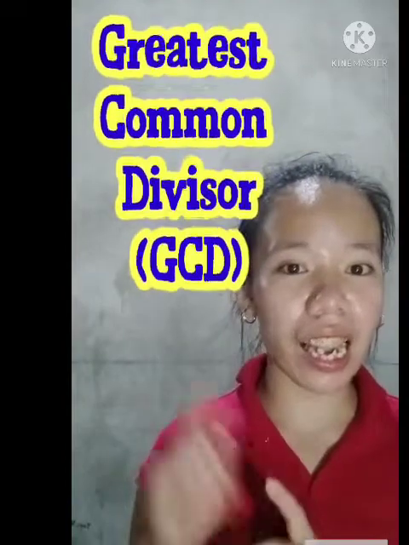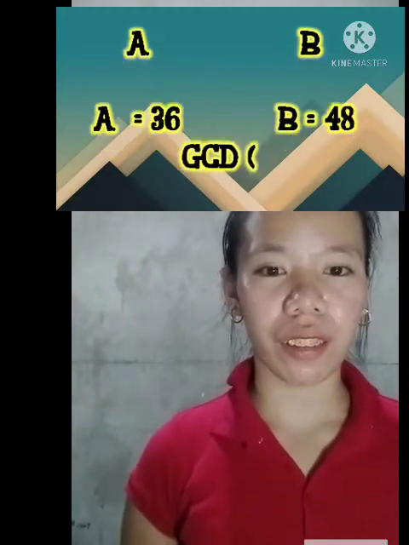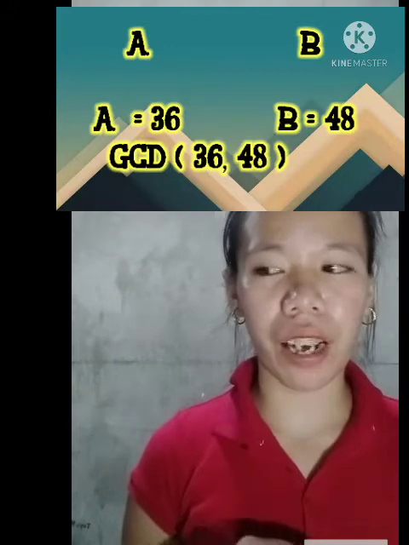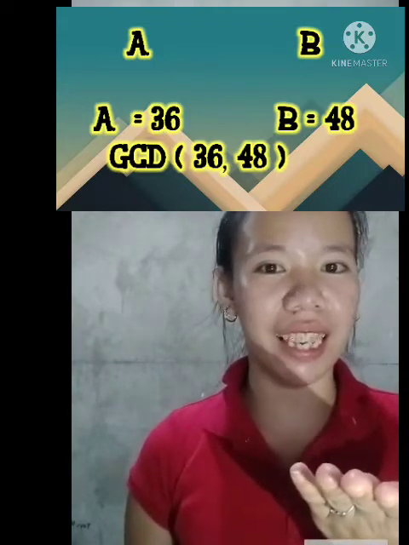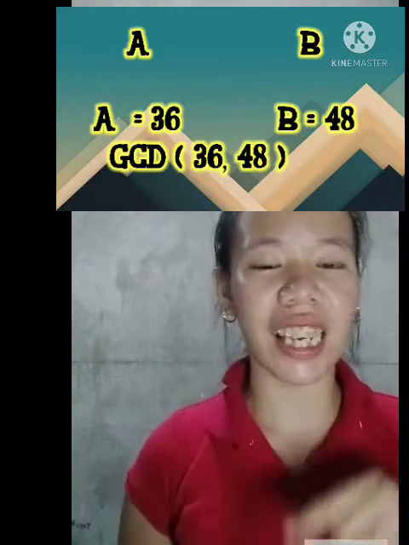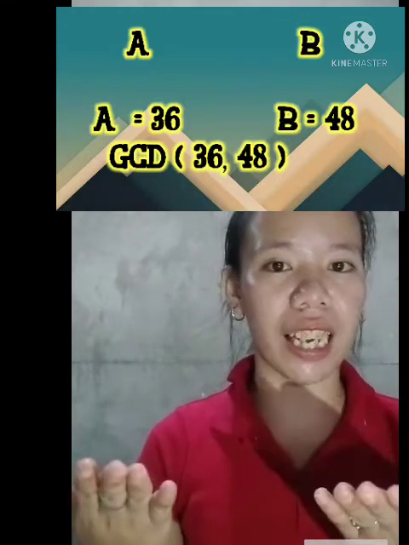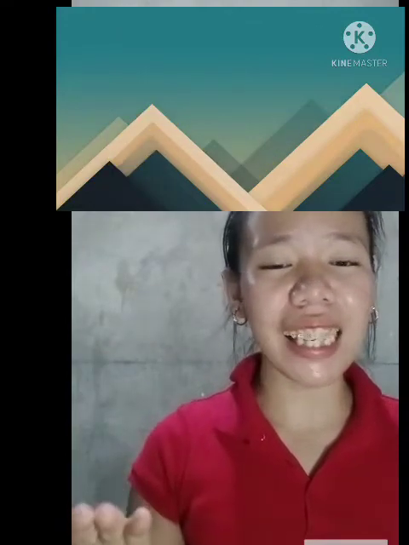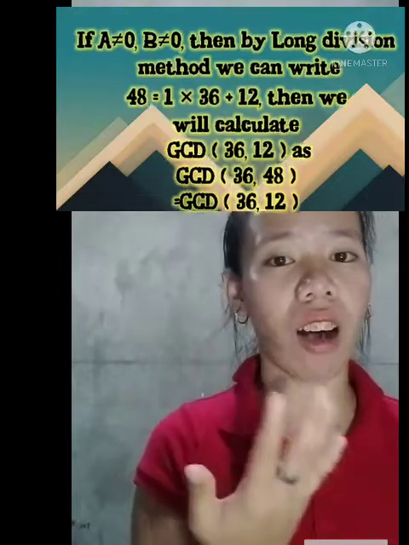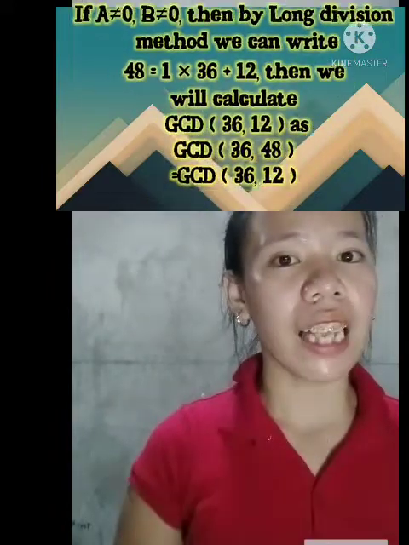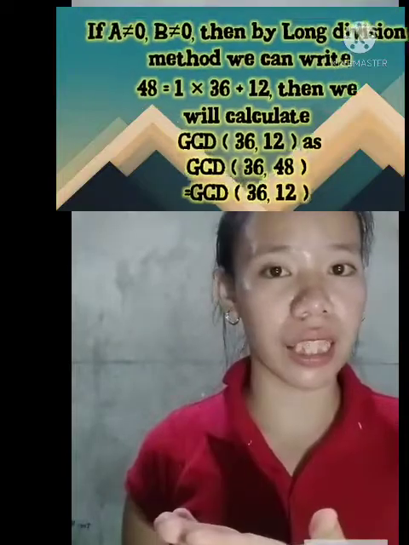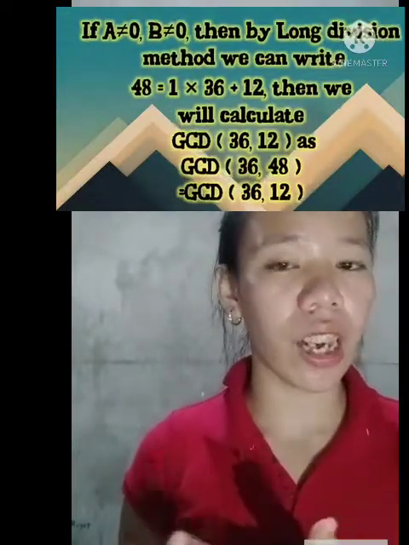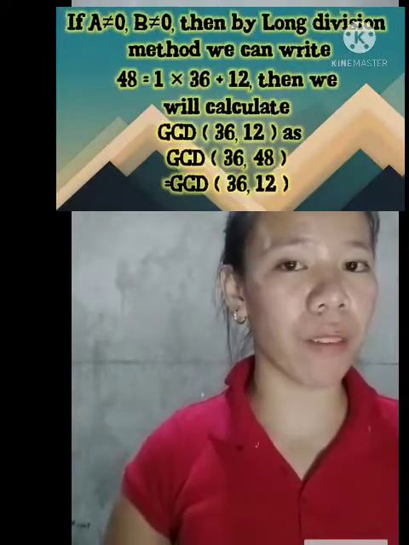two integers a and b is the largest integer that divides both a and b. For example, let a equal 36 and b equal 48. Then the greatest common divisor, or the GCD, of 36 and 48 is calculated as follows: if a is not equal to 0 and b is not equal to 0, then by the long division method, we can write 48 is equal to 1 times 36 plus 12. Then we will calculate the GCD of 36 and 12.